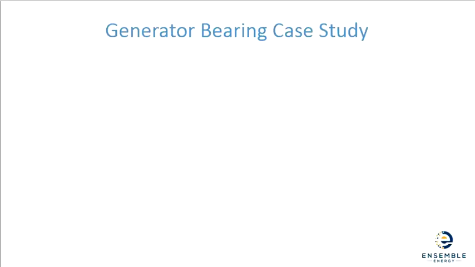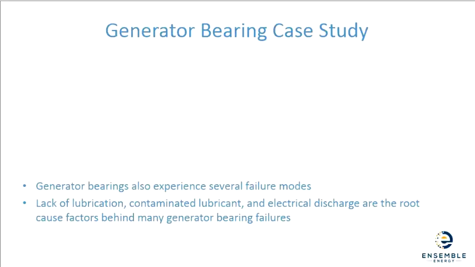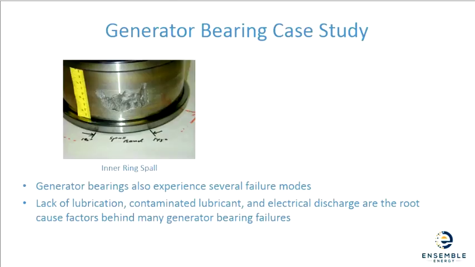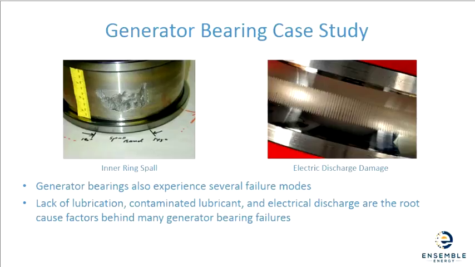Next, I'd like to move on to a generator bearing case study. Again, generator bearings will often experience several different failure modes. What we've seen is lack of lubrication, contaminated lubricant, and electrical discharge. All of these can be root cause factors behind many generator bearing failures. Here's an example. This particular bearing failed due to contamination of the grease in the bearing. And here's an example of a bearing that failed due to electric discharge damage.